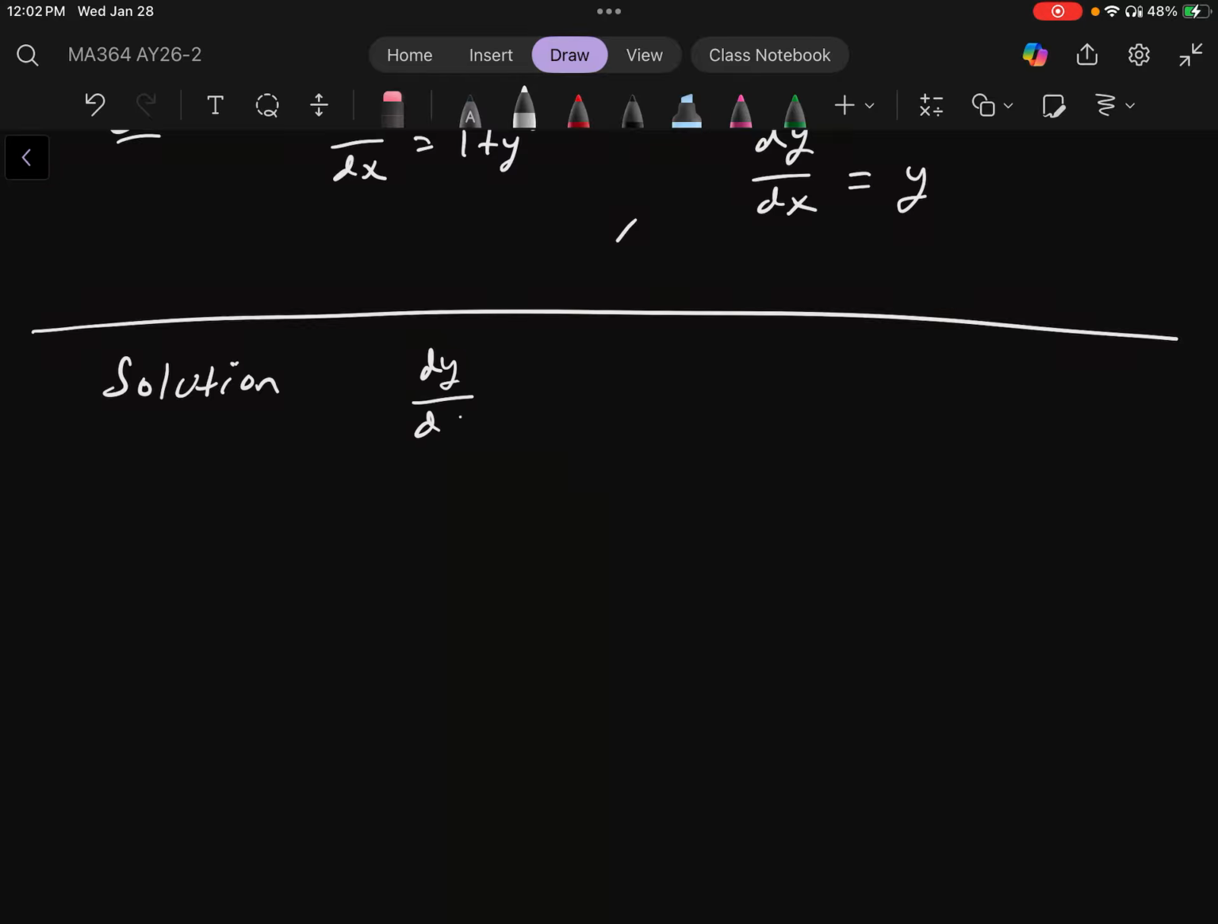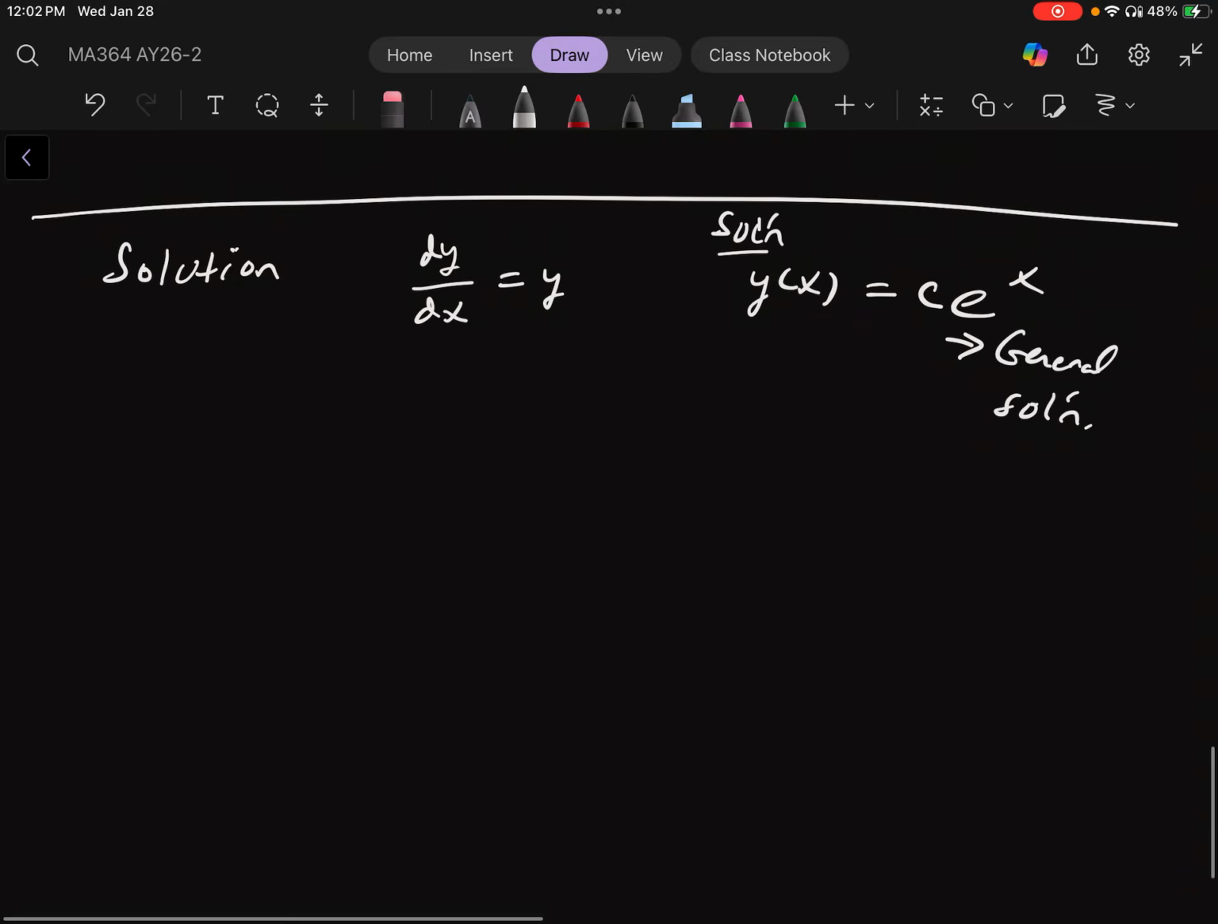So, for example, dy/dx = y. Turns out that one possible solution is e to the x multiplied by some constant. And this is what we call a general solution. It's general because there are many different constants that make this true. So how do we actually prove? I guess I'll say prove.